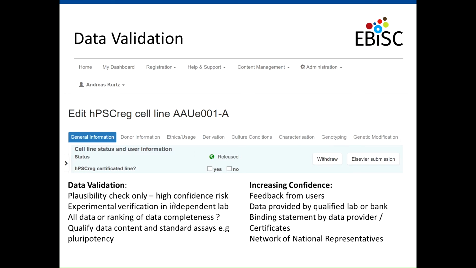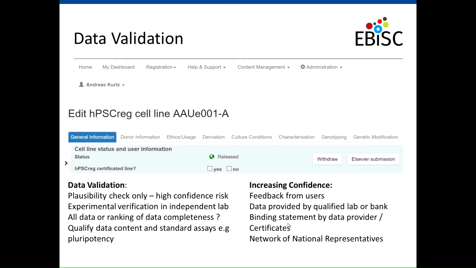Also helping in raising confidence are standardized assays. So here you can compare with existing data and have a much better plausibility of assays, for example, pluripotency, to say, well, we trust these data. How we can increase confidence, of course, as I said, is feedback from users, or when we get cells from a qualified bank or qualified lab. That gives us much better confidence that the data are right and okay.